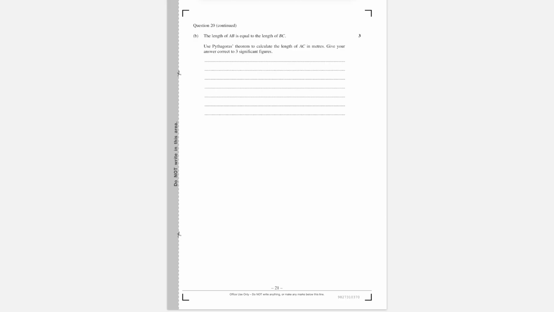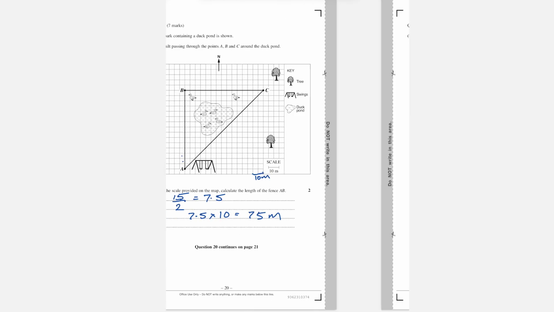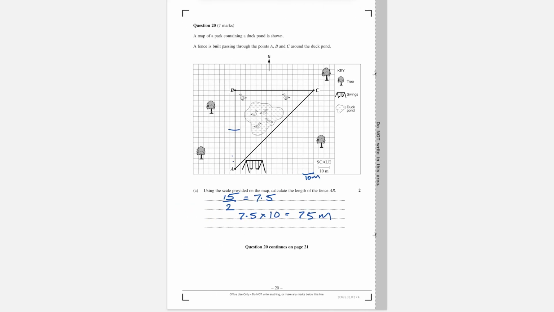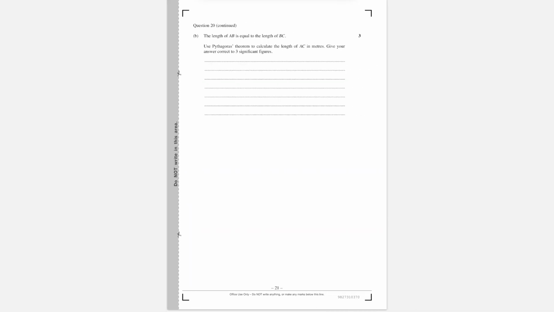The length of AB is equal to the length of BC. So this length and this length are the same, and they're both equal to 75 meters. Great. Use Pythagoras' theorem to calculate the length of AC in meters. Give your answer correct to 3 significant figures.